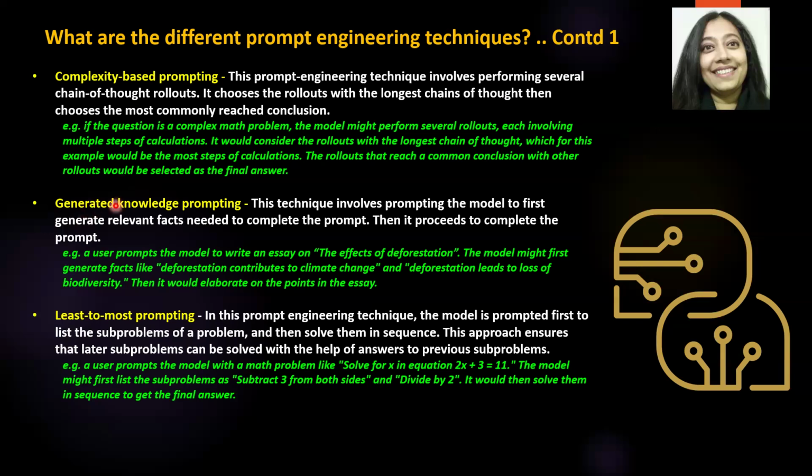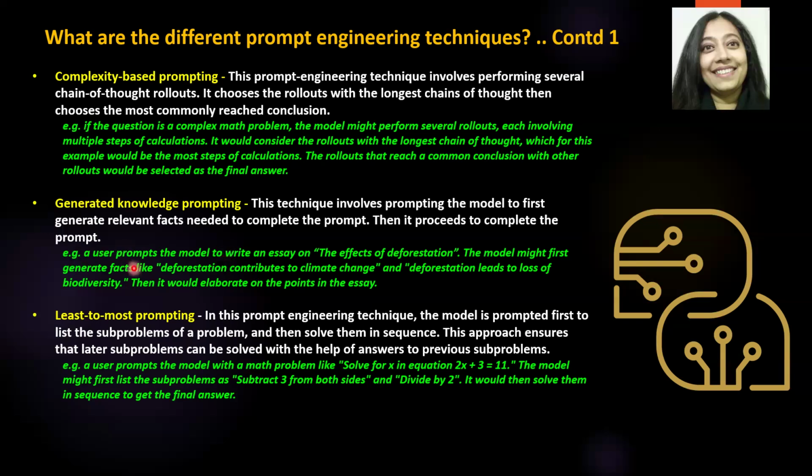The next one that we have is generated knowledge prompting. In this particular technique, the model first generates relevant facts needed to complete the prompt. And then it proceeds to complete the prompt further. So it will first generate all the facts, and then it will take each one of those facts and elaborate on it to basically complete it.